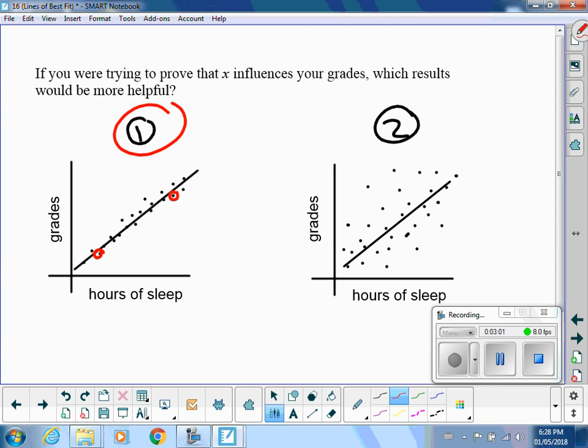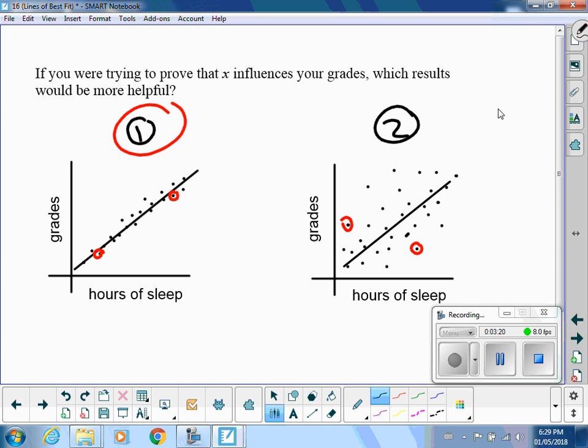Definitely shows that. Whereas on the next graph, this person doesn't get a huge amount of sleep and has okay grades, and this person gets way more sleep and gets worse. That does not show a strong relationship. It's still going up, but it's not strong.